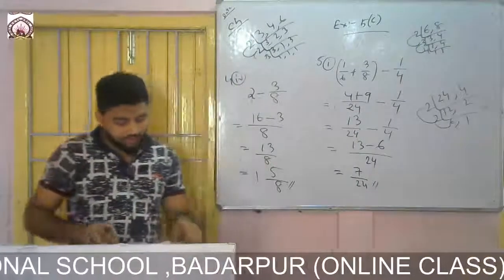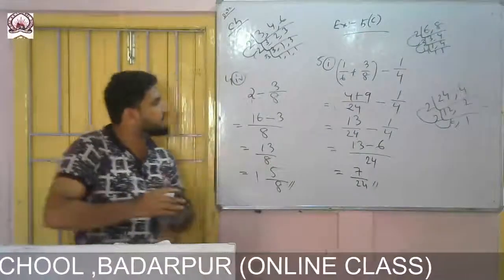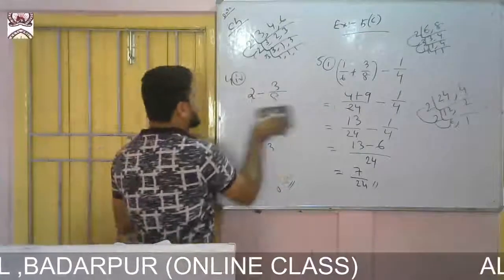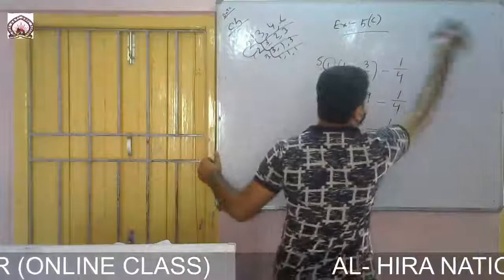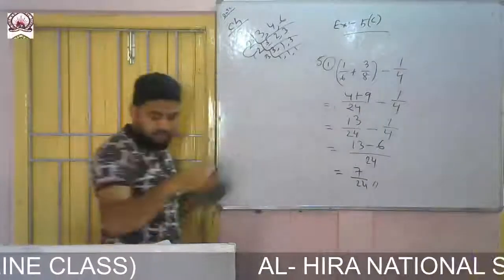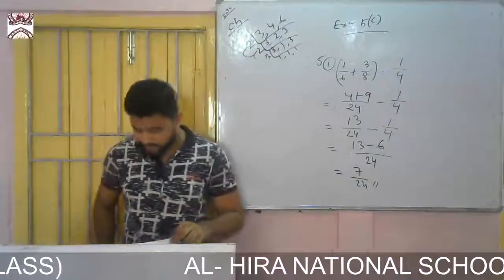7 by 24 is the required answer. So question number 12 is the same, just in place of minus it is given plus. So you do this one, you practice this one. Okay.